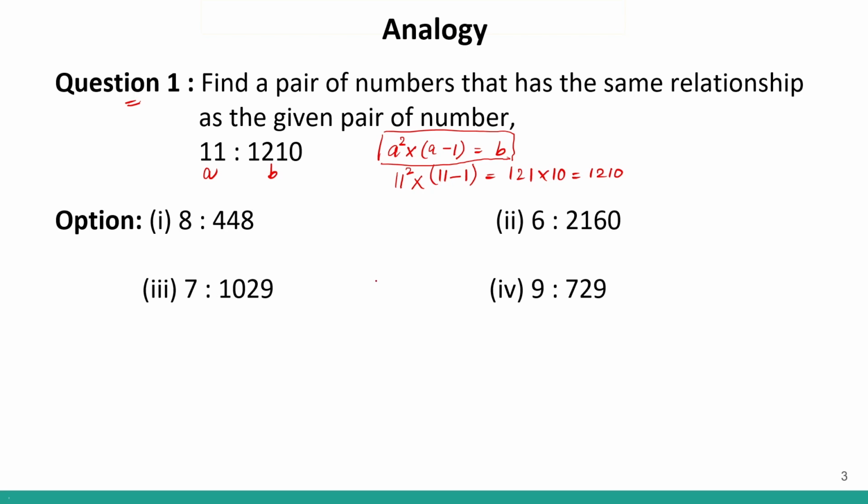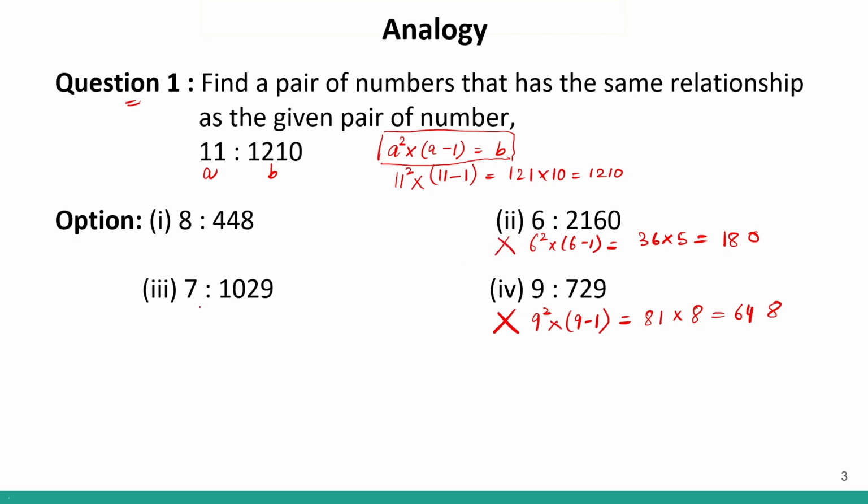So now let us check for everyone. If I check for 9, 9 square into 9 minus 1. So 9 square is how much? 81 into 8. 8 into 1, 8, and 8 into 8, 64. It will be 648. So this does not follow the same logic. Correct? Let us check for 6. 6 square into 6 minus 1. That means 36 into 5. 5 into 6, 30. 3 will be carried. 5 into 3, 15, plus 3, 18. 180. Correct? So this is also not true.